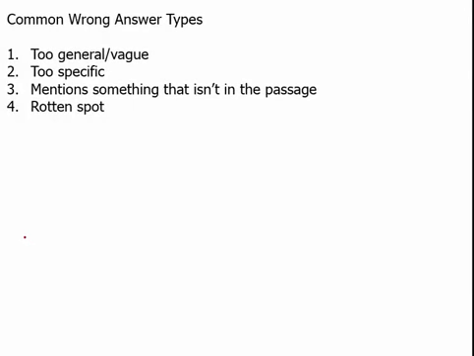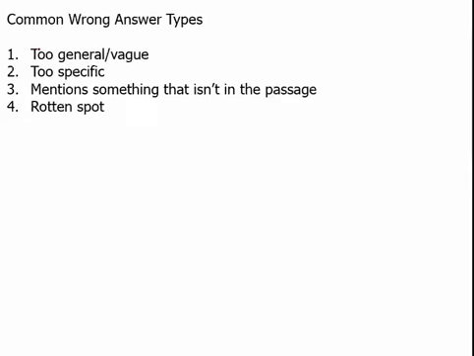Now, before we go there, I want to review really quickly 4 things to look for in the wrong answer types on the primary purpose. One is that the answer choice can be too general or vague, and that is, it discusses the topic, but then has stuff that is just so unrelated or vague that it's not specific enough to actually tell us why the author wrote the passage in the first place.